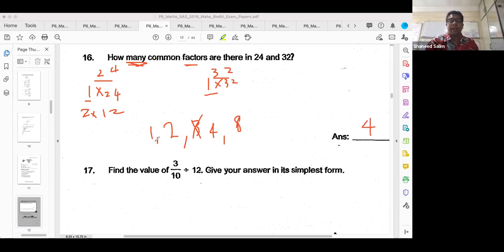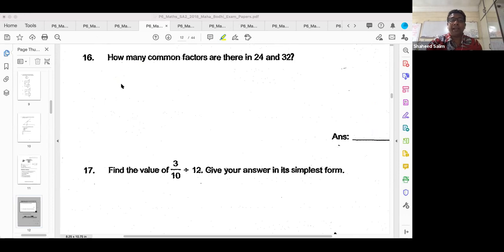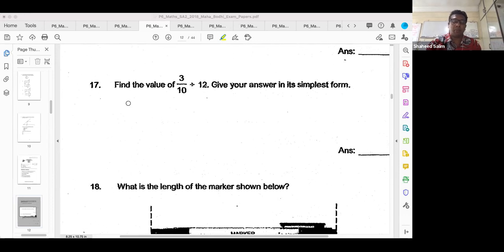So 2 of the girls wrote this as the answer. Yes, you are correct. This is the answer. But you must write 4, because they ask you how many. So you must answer the question. I don't think I need to teach you this because you already know. 17, come on, 17.